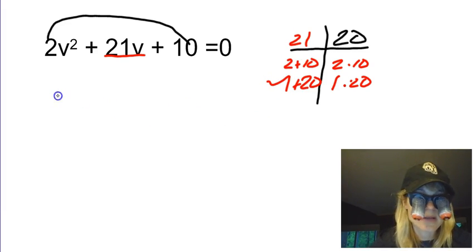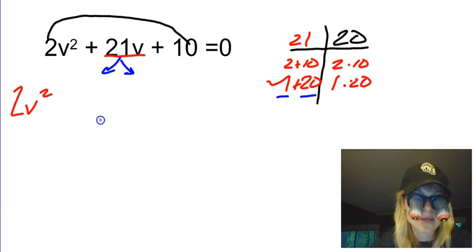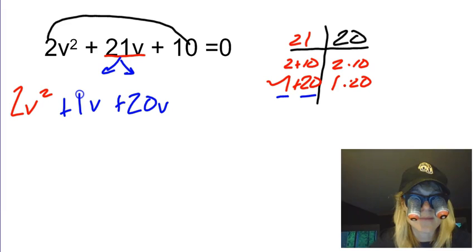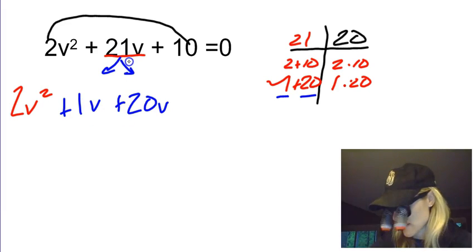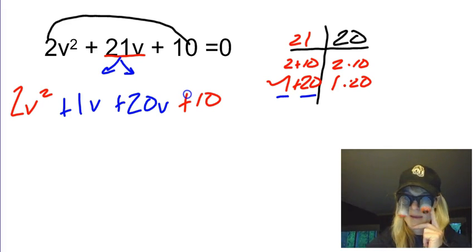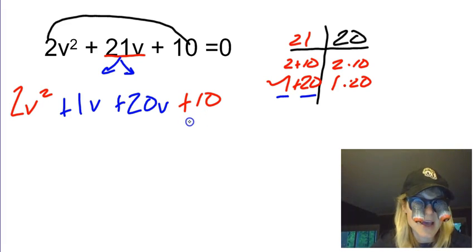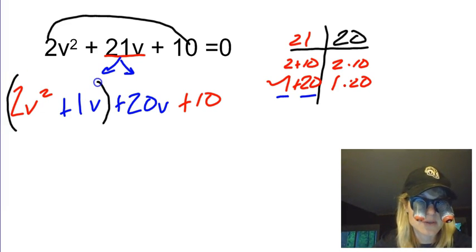Okay? So remember, our next step is to rewrite this, 2v squared, and then I'm going to take this and put it down, break it into two parts of my factors. So I'm going to change that to plus 1v plus 20v, because again, that equals 21v, and then bring down my last term here, which is 10. Okay? And then from here on out, oh my gosh, I think these are giving me a headache. We want to put in our parentheses. Okay? So I'm going to put my parentheses around the first two and around the last two terms.